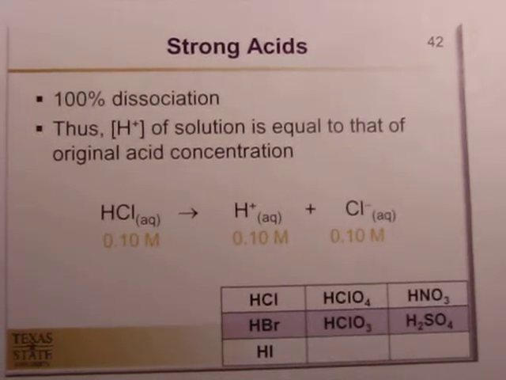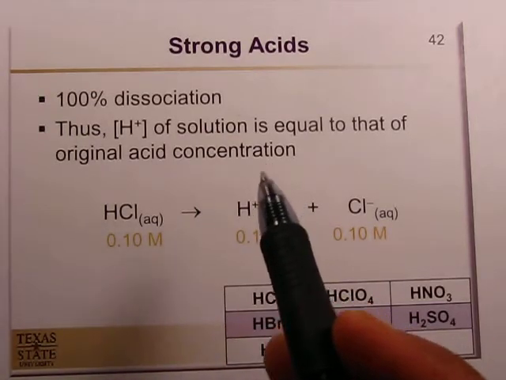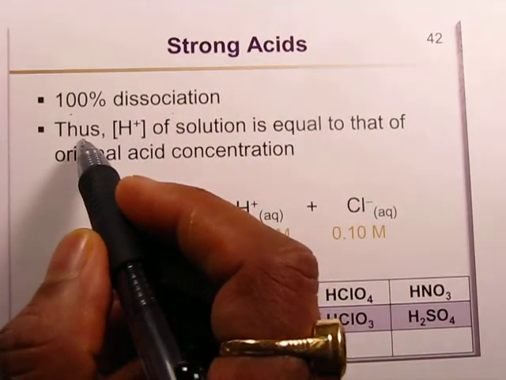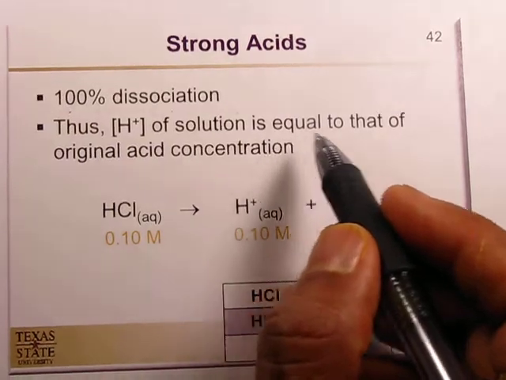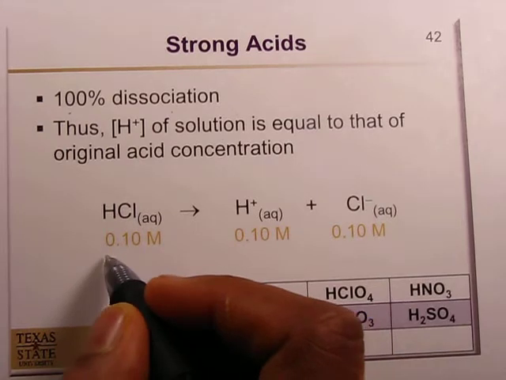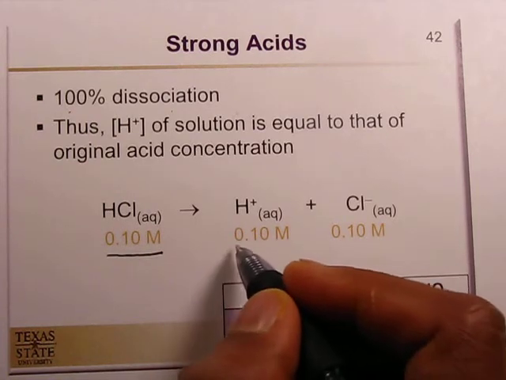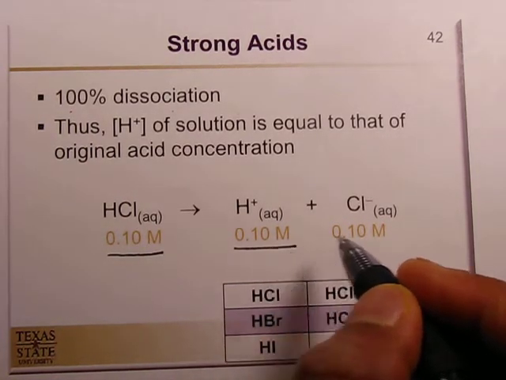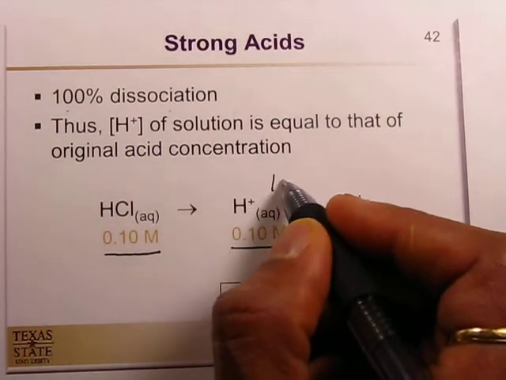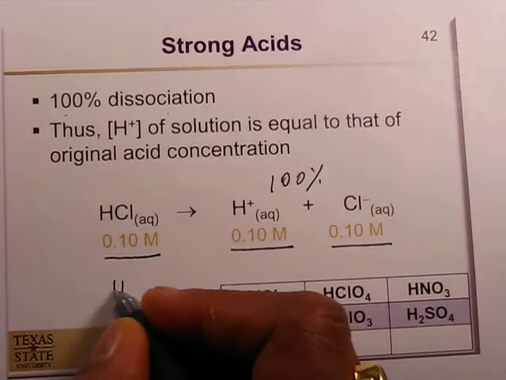So in this video we will study strong acids and strong bases, and how we are going to calculate the pH for strong acids. Since strong acids dissociate 100%, the hydrogen ion concentration of the solution is equal to the original acid concentration. For example, if we have 0.1 molar HCl, it will give you 0.1 molar hydrogen ion concentration and 0.1 molar chloride ion. So this is 100% dissociation.